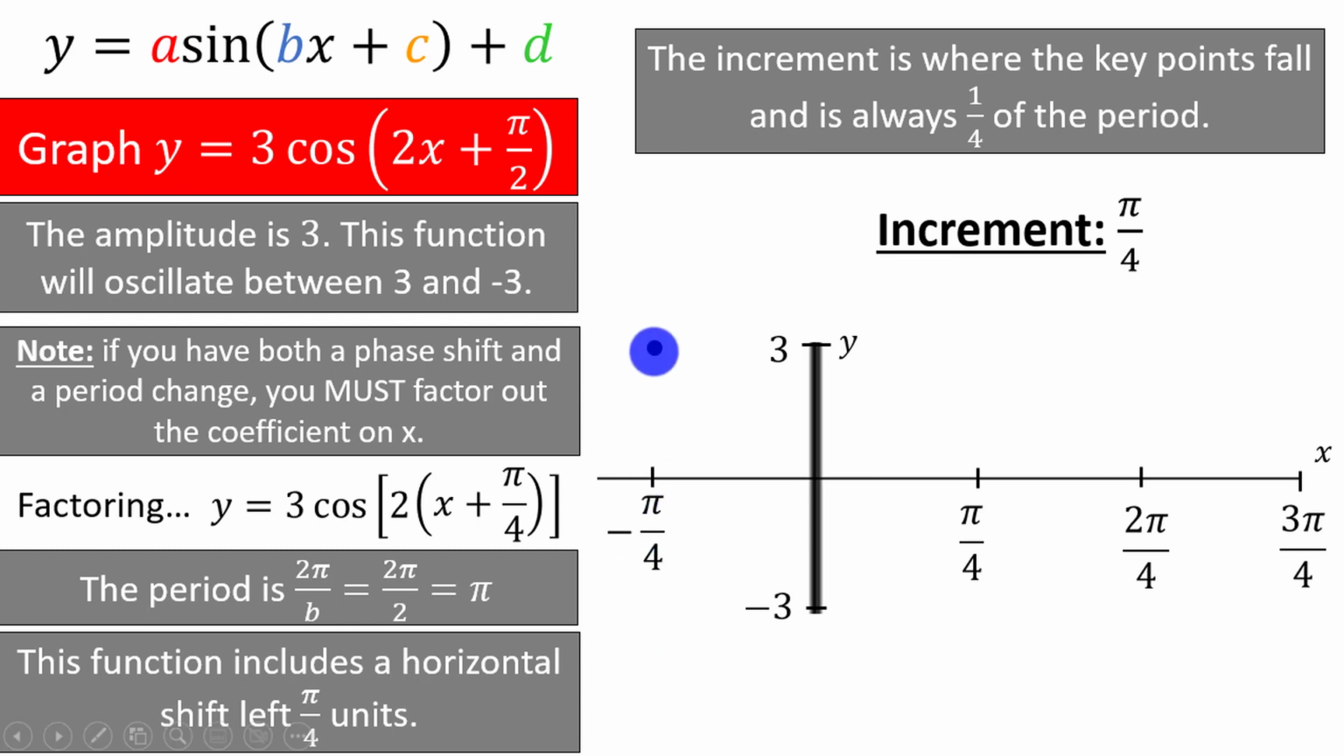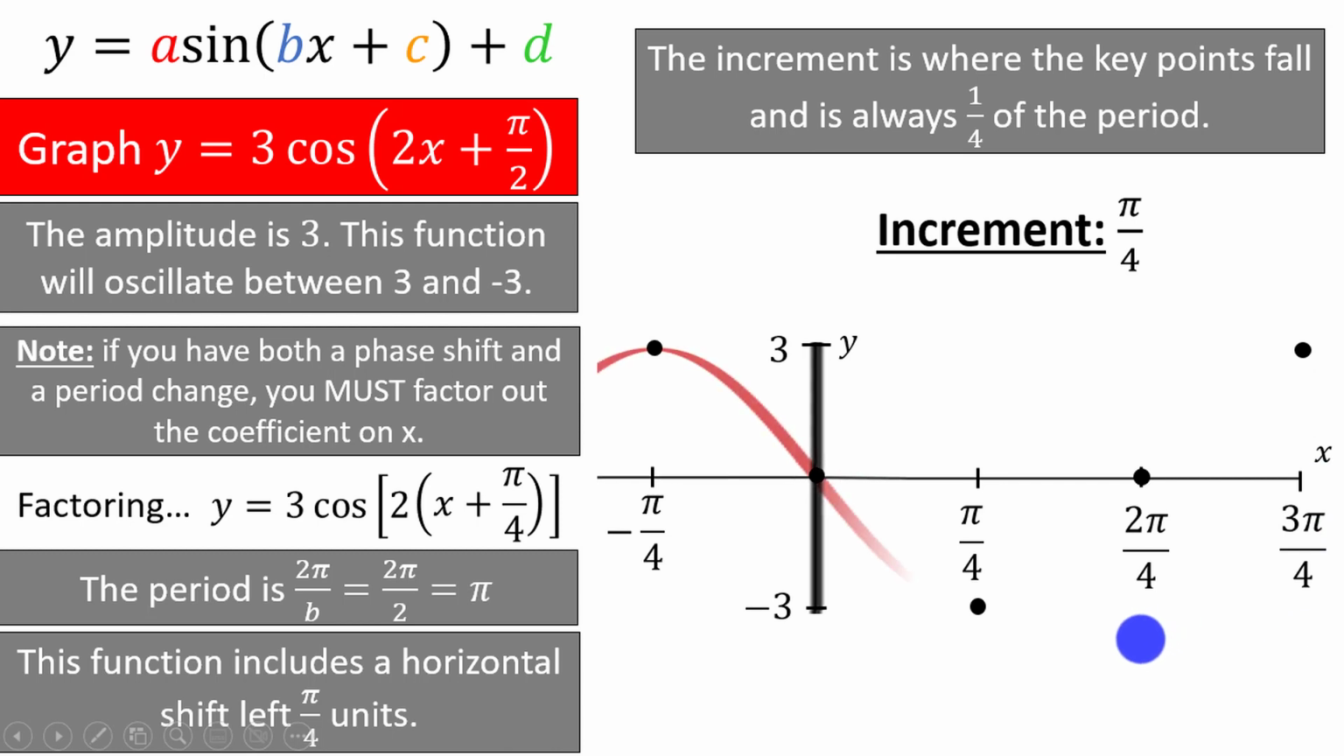Cosine typically starts at a maximum and then decreases from there. So at the next increment at 0, we'll be at 0. At the next increment, we will be at the minimum, which is negative 3. So we have the point pi over 4, negative 3 on the graph. At the next increment, we will be back at 0. So we have the point 2 pi over 4, 0. Finally, at 3 pi over 4, we will be back at the maximum of 3.